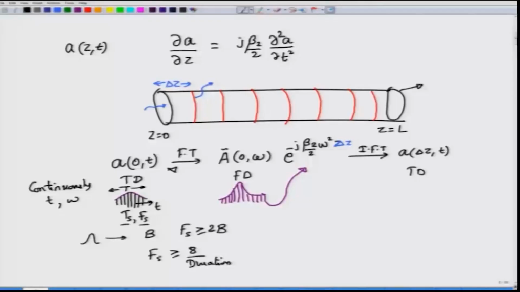So, it is a little bit of trial and error at this point, but once you have solved it with 1 or 2 values of Fs, you will know what value of Fs can be considered to be optimum. Okay. So, that is the first step.